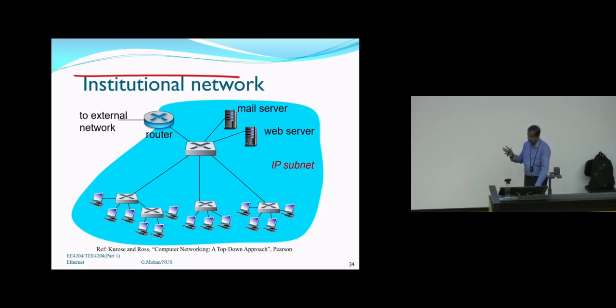Now let's look at a simplified institutional network, or some part of an institutional network. You have a router. Any network connected to a port of the router is one network. If you have another port, you have switches and other switches, there's another network, another LAN. So this is one LAN, maybe like an extended LAN. Servers are connected to this switch, and below there are multiple switches connected to this. So one network or one subnet is this.